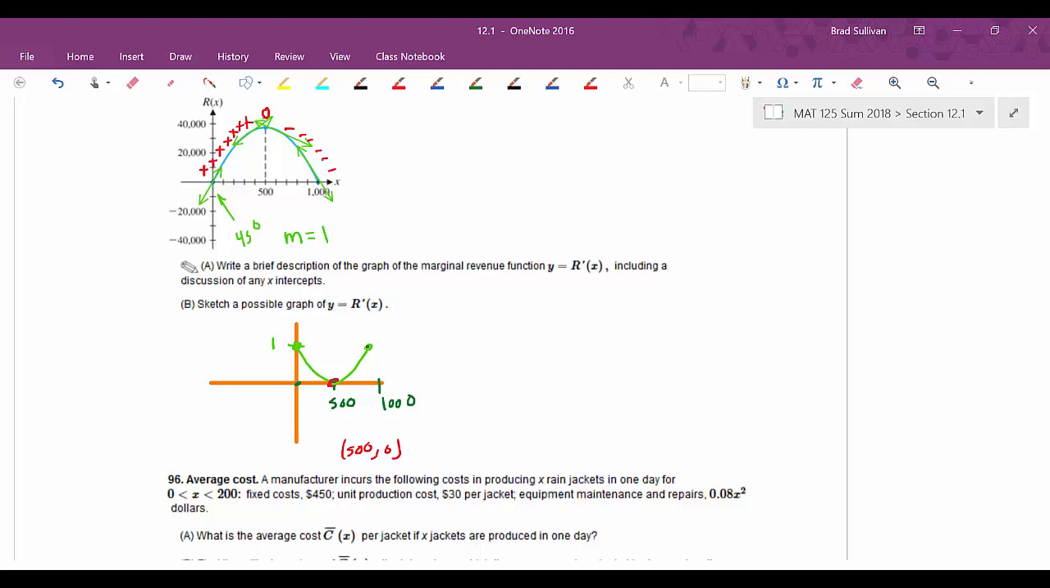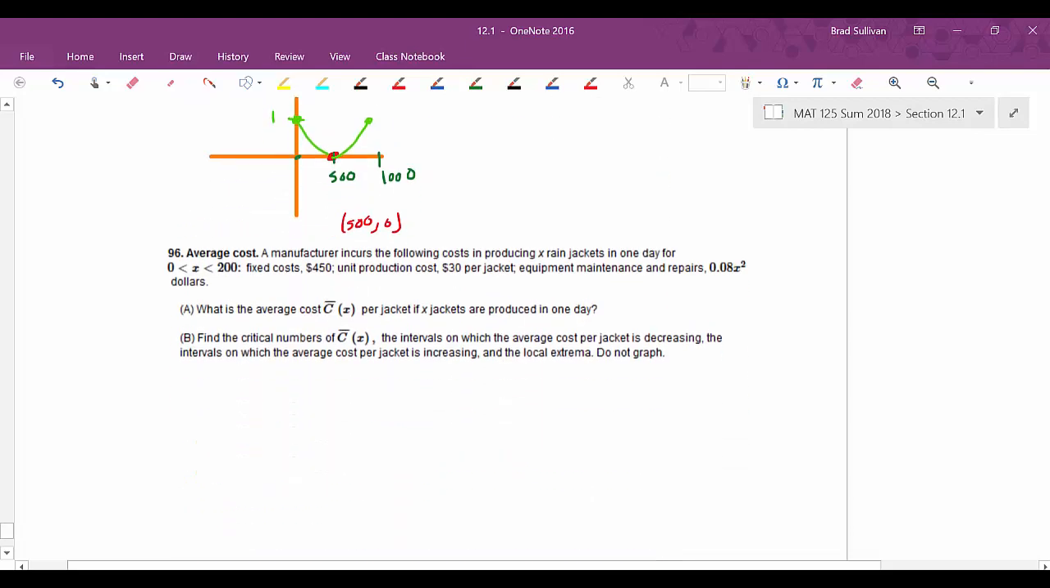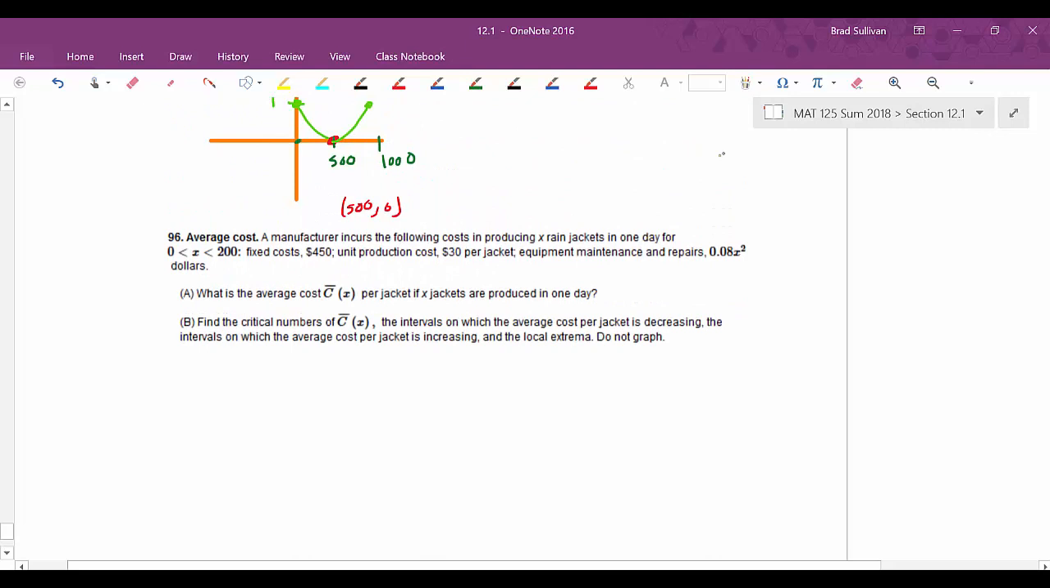And that's good enough. If you're writing a description of that, you're just saying that the marginal revenue has got its biggest value at 0, and then the value of the marginal revenue gets smaller and it becomes 0 at 500. Okay, let's look at this last problem.